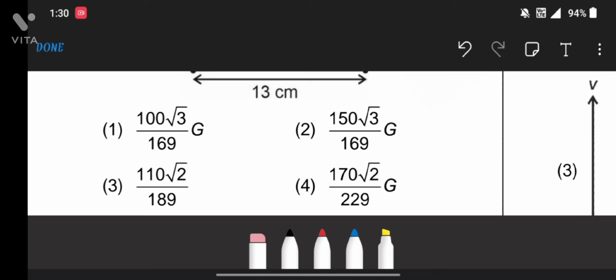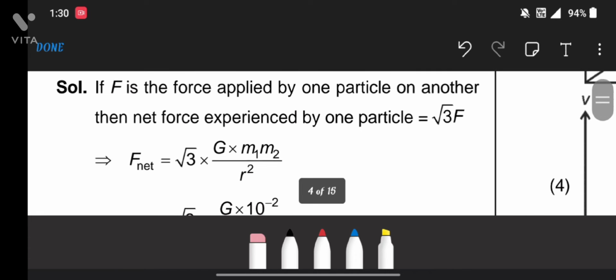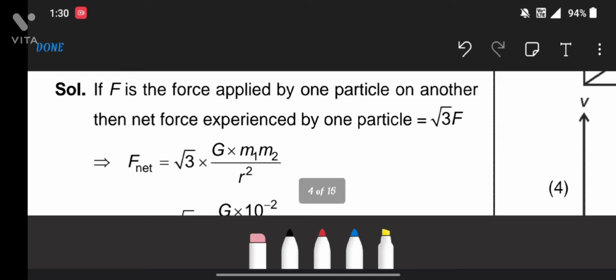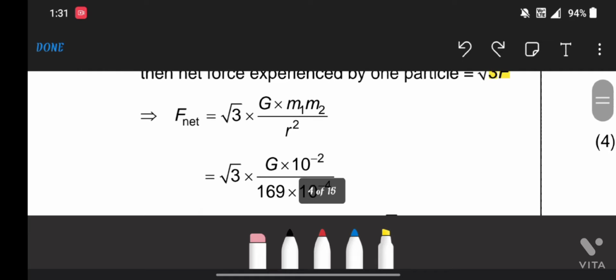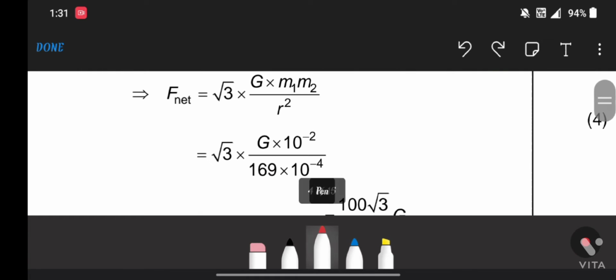Now let us solve. The force applied by one particle on another, then the net force experienced by one particle is given by this formula, which we have to remember. Force net is equal to root 3 into G into m1 into m2 by r squared.